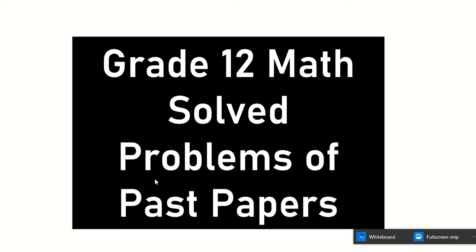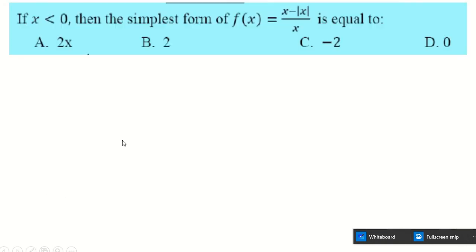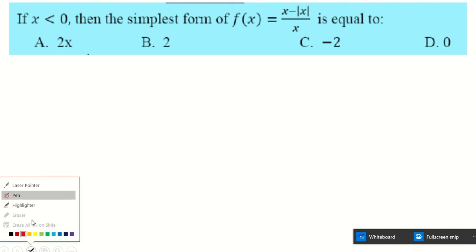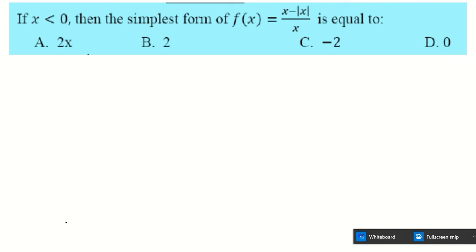So for today, the first question says: if x is less than 0, then the simplest form of f of x equals x minus absolute value of x, over x. So first of all, we need to remove the absolute value here.